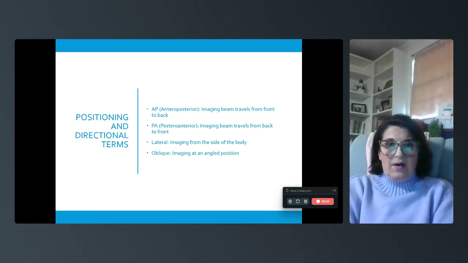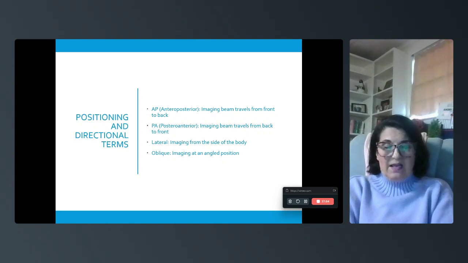Posterior, postero-anterior, is the imaging beam travels from back to front. Lateral is imaging from the side of the body, and oblique is at an angled position.